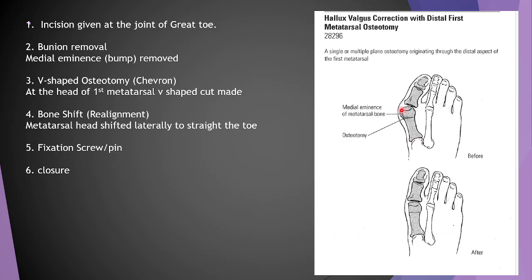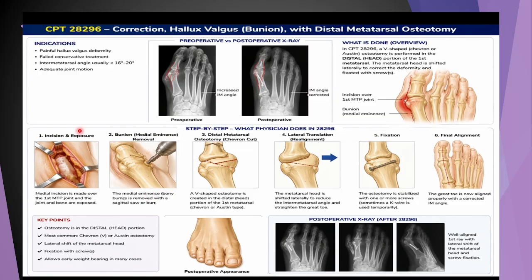So the main part is the V-shaped cut osteotomy at the head of the first metatarsal. You can see here first incision and exposure of the joint, medial eminence removal or shaved, V-shaped osteotomy at the distal, or we can say head, of the first metatarsal, and after that the realignment has been done, fixation using screws, final alignment done, and the closure has been done. Okay, so this one is 28296.